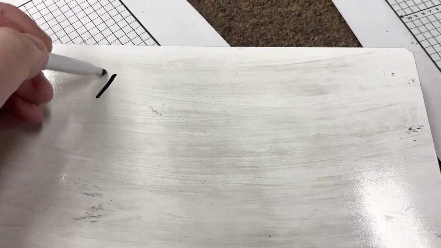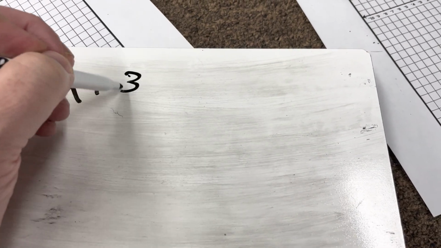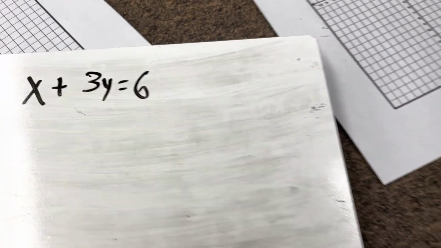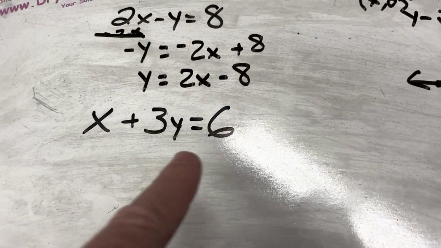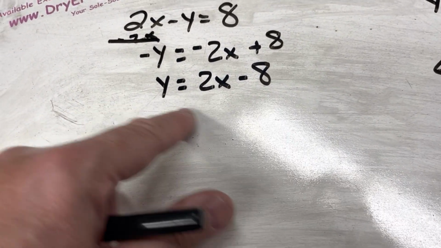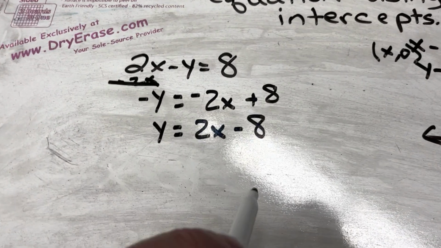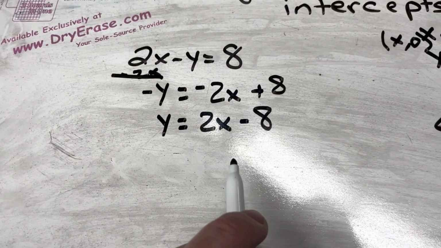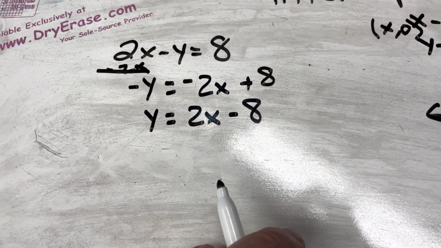Now, this x plus 3y equals 6, I'm going to put that one on this board here, and we'll come back to that later. It'll give me a little more room here, and we'll just do that one on the other board. So we've gotten ourselves into slope-intercept form: y equals 2x minus 8.